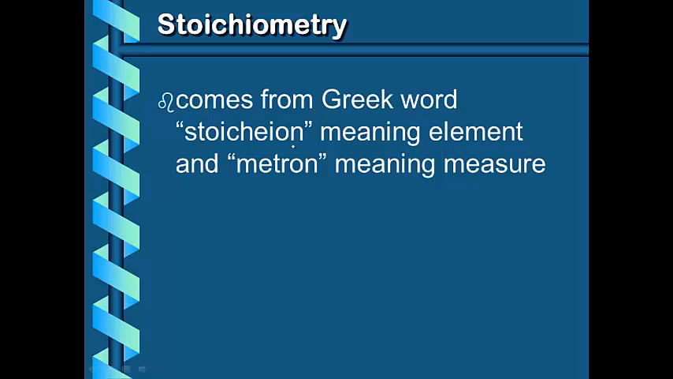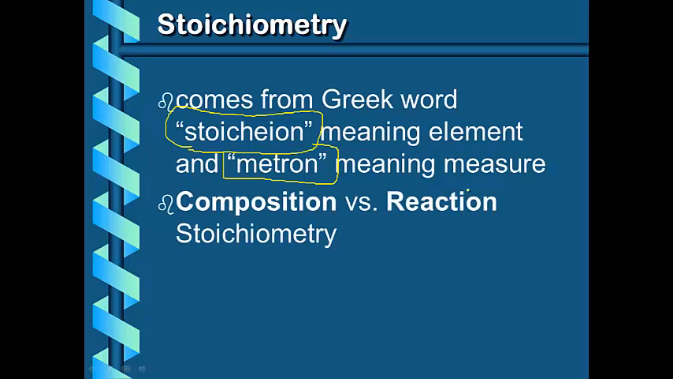Now, the term stoichiometry looks ugly. It comes from the Greek words stoichion, meaning element, and metron, meaning measure. So in essence, you're just measuring elements, and that's exactly what we're doing. We're measuring the relationships and the ratios between these elements and these compounds.